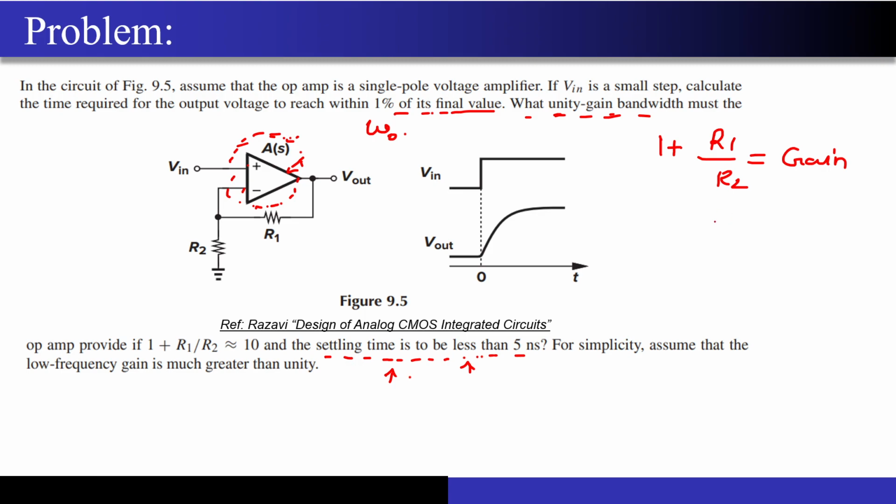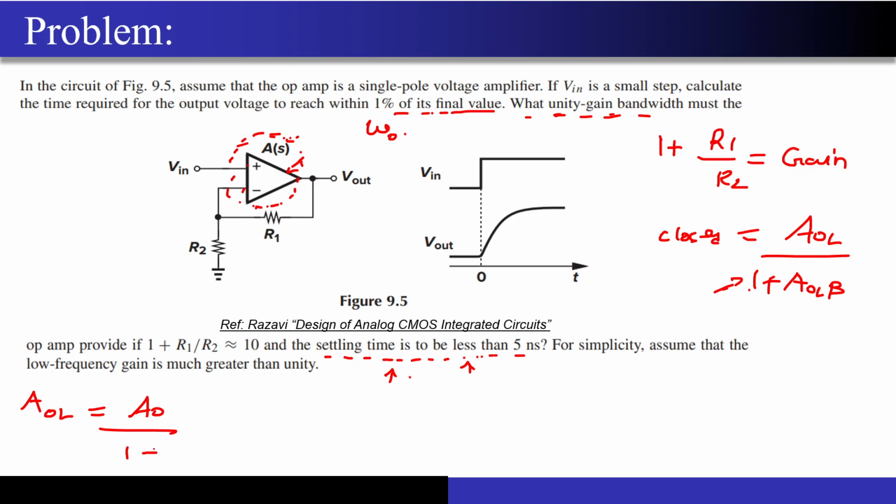So now we have already studied the closed loop gain. We have already studied this, right? It is nothing but A open loop upon 1 plus A open loop into beta. Correct. So now we will take advantage of this equation. What was my A open loop? My A open loop was A naught upon 1 plus S by omega naught. Correct. So this was my A open loop.